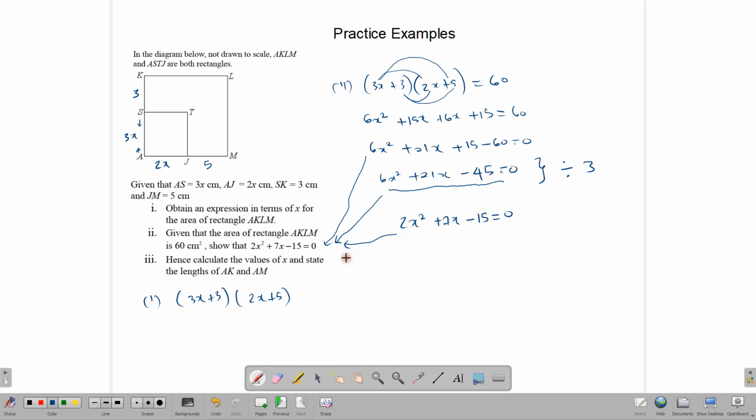So both expressions are the same. So we have succeeded in showing that the expression is actually this. That is the equation that is the area of the rectangle. Hence, we are told to find the values of x and state the lengths of AK and AM, which means that we need to solve this equation.